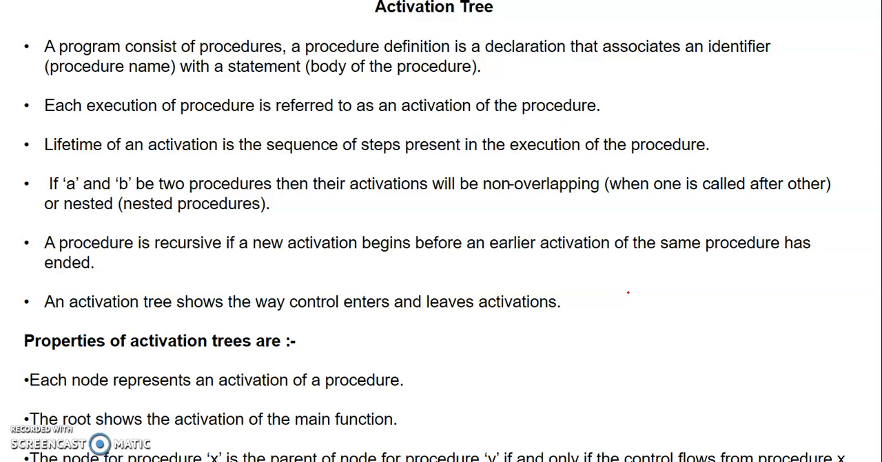An activation tree is created to show how control enters and leaves the activations. So what is an activation tree basically? An activation tree is a tree in which each node represents an activation of a procedure. The root shows the activation of the main function, and the node for procedure X is the parent of the node for procedure Y if and only if control flows from procedure X to procedure Y.